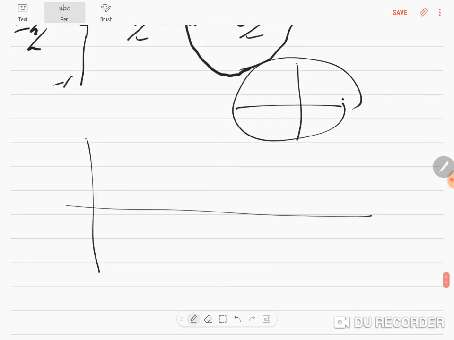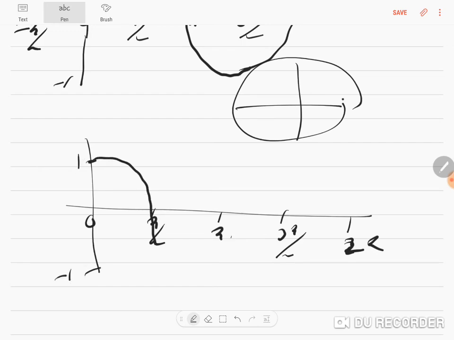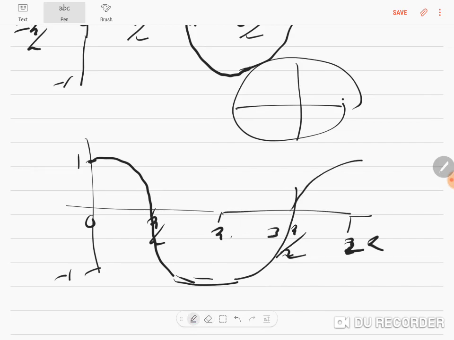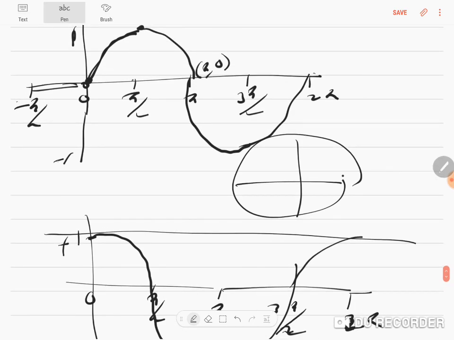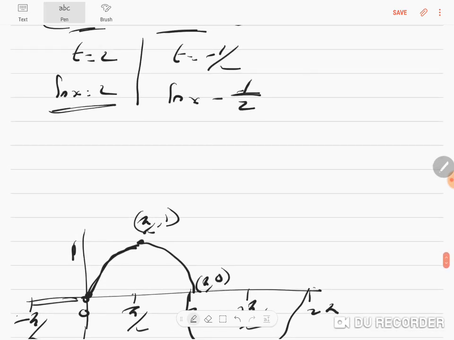Cos graph: 0, pi by 2, pi, 3 pi by 2, 2 pi. Cos 0 itself is 1. Cos 0 is 1, cos 90 is 0, cos 180 is minus 1, cos 270 is 0. So the graph will go like this. So if you see your answers, the y value always lies between minus 1 and plus 1. Sin also lies between minus 1 and plus 1. Therefore, sin x equal to 2, this answer is not applicable. It's not possible to have such an answer. Sin x is equal to minus 1 by 2 is possible.